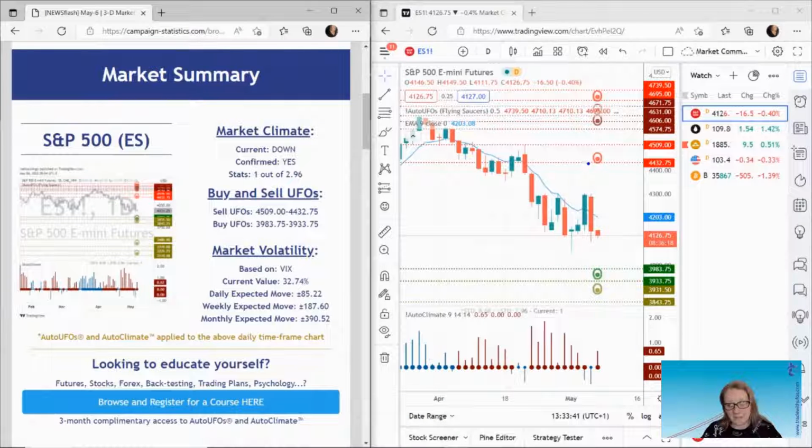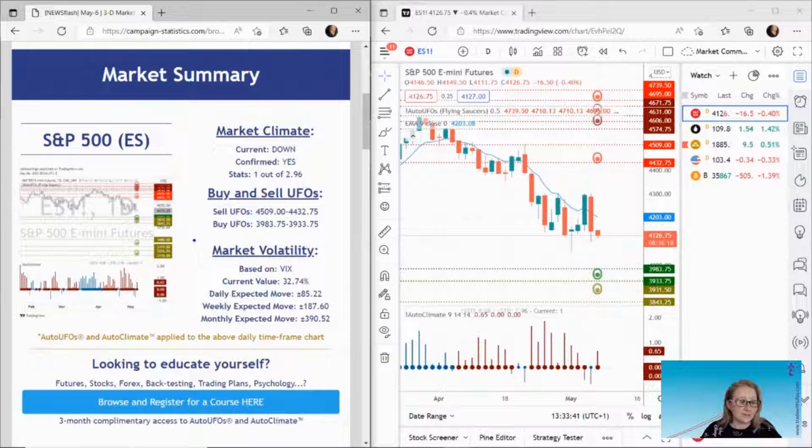Now we have sellers, reasonably far away at the moment, up here at 45.09 to 44.32.75. We have buyers closer to us at 39.83.75 to 39.33.75. Now, it's unlikely that either of those buyers or sellers affect us today, as they're further from current price than would be likely. So probability is coming to the downside from the climate, with sellers pushing price down at the moment.